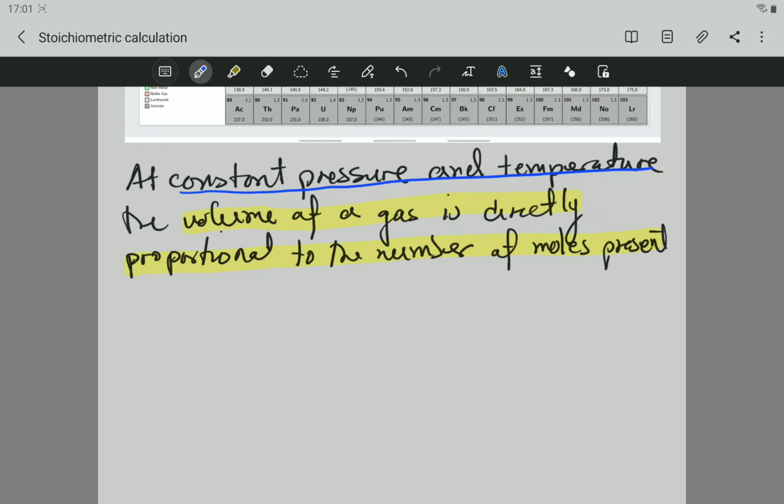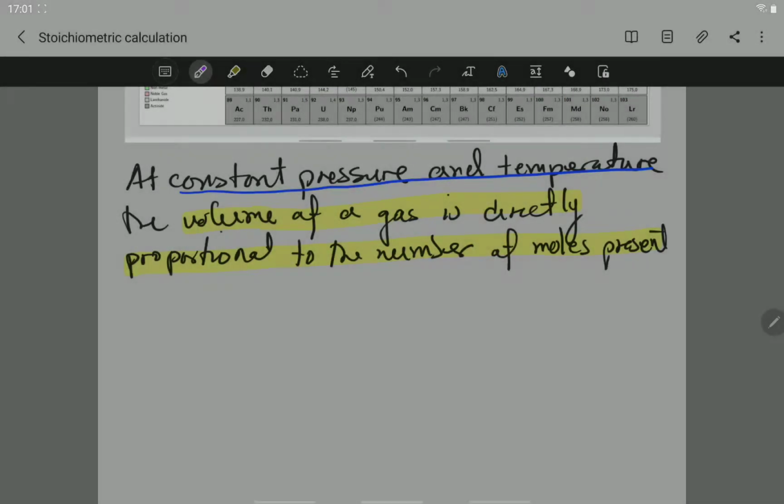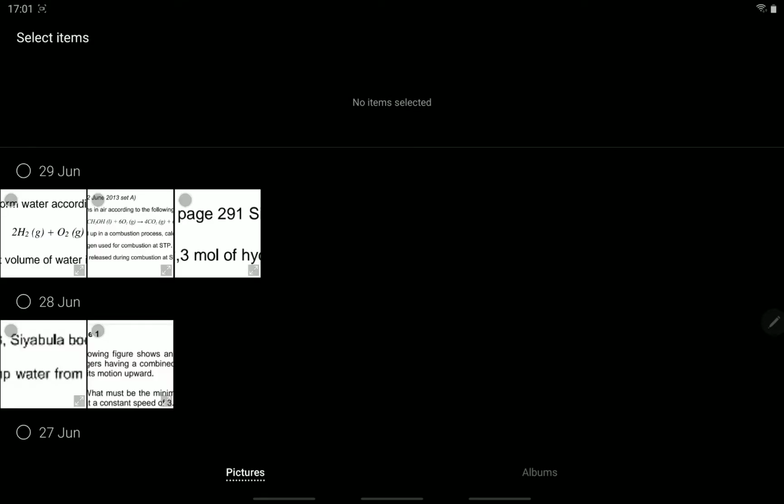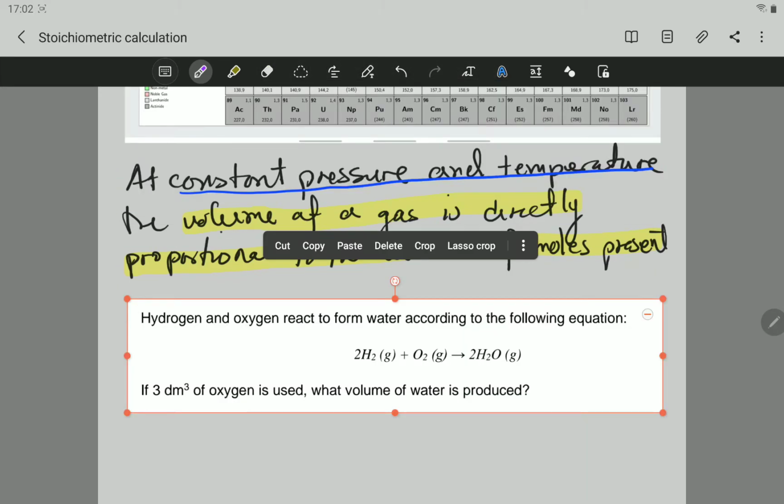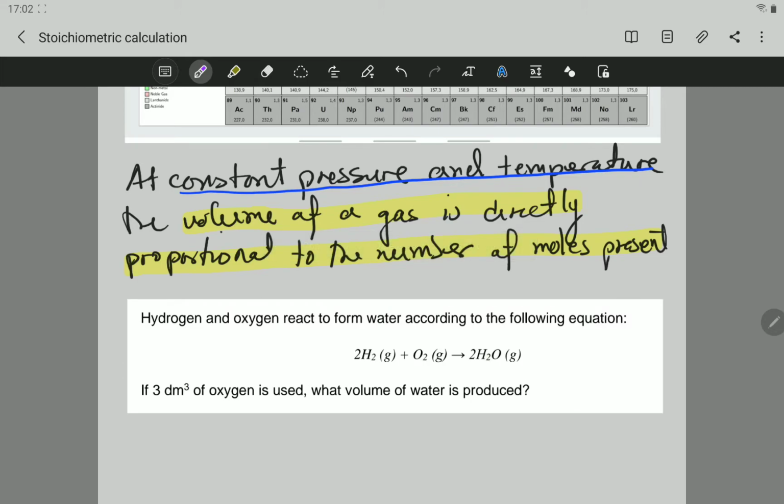Now, this is important because that means that we can use the ratio straight from there. For example, let's see one example. I think this example was taken from the CF book, I'm not quite sure right now. Say hydrogen and oxygen react to form water according to the following equation. If 3 decimeter cubed of oxygen is used, what volume of water is produced? So they want to know the volume of water. That is the question mark. The volume of oxygen is equal to 3 decimeter cubed.